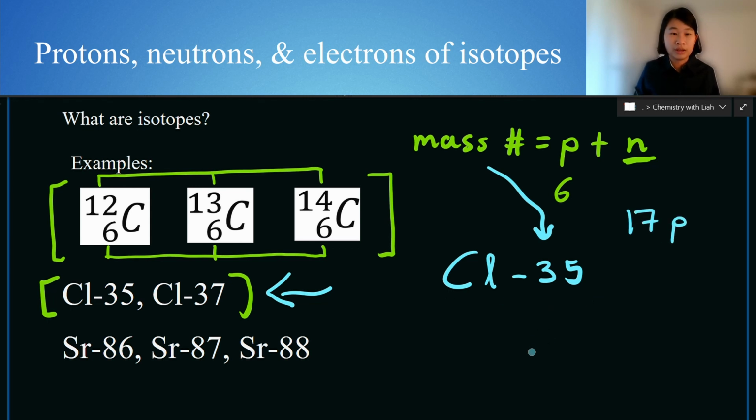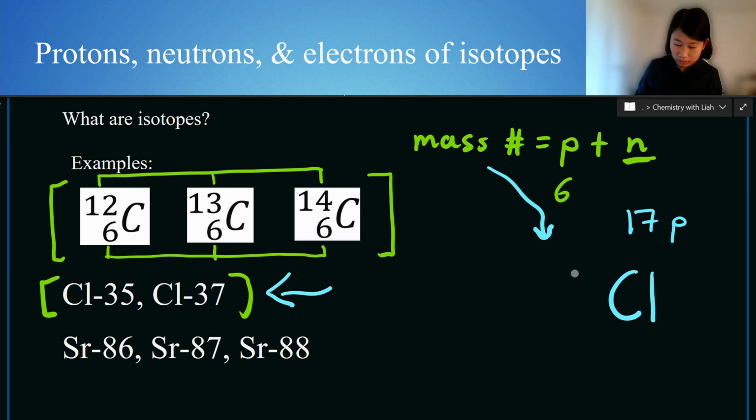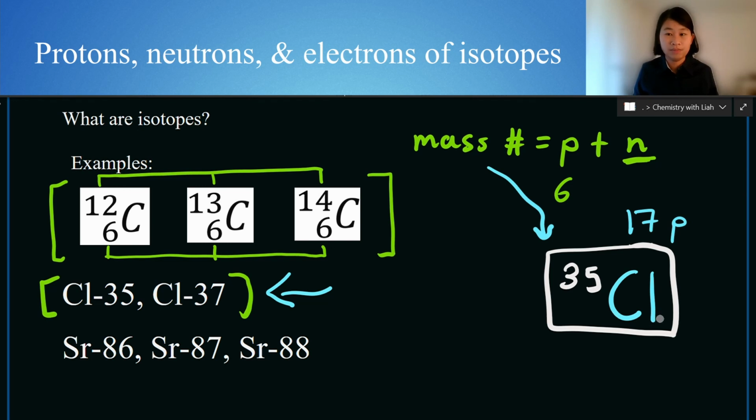So of course, if the number of protons can be implied, then we can say that chlorine isotopes can be written like this, where we only show the mass number and the element symbol. And then you would have to do the work and say, okay, chlorine has 17 protons.